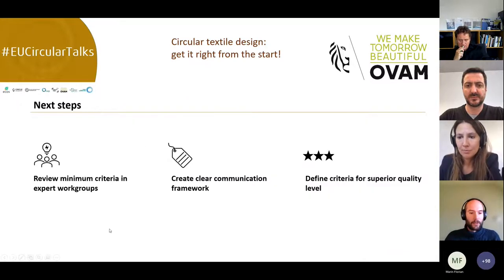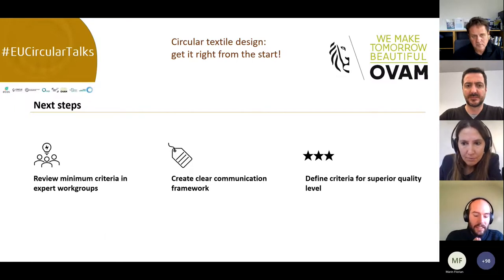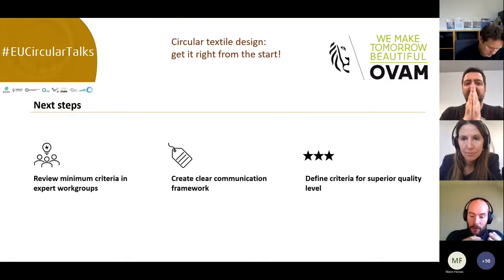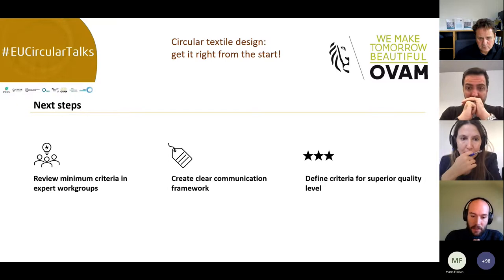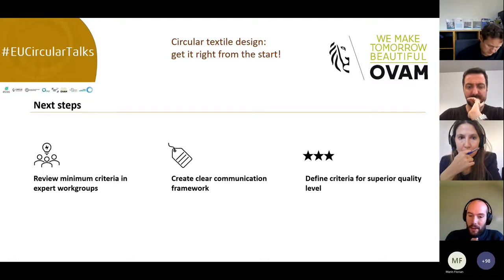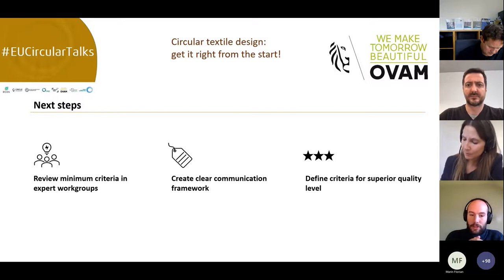Now, there are also three main next steps. First of all, these minimum criteria need to be reviewed in expert work groups to further fine-tune the criteria and testing methods and to validate them. Secondly, we need to create a clear communication framework to avoid greenwashing and confusion. For example, we need clear rules on the terminology of eco, green, sustainable, and so on. And we need some clear rules on how to declare recycled content.